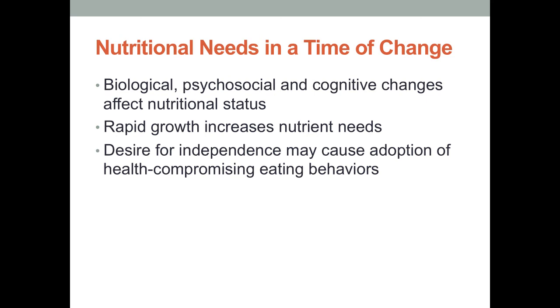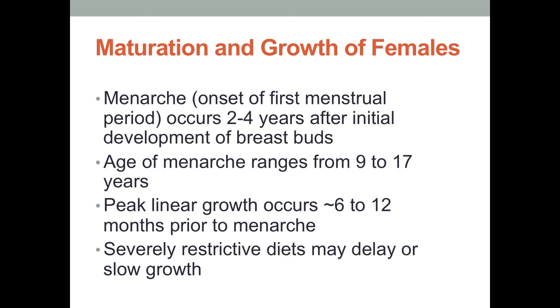So the toddler or preschooler may go on these eating jags or refuse to eat certain foods or insist on only eating certain foods because they're trying to get independence from the parent. And just in that same way, the adolescent who doesn't want to listen to mom and dad anymore and doesn't want to eat their fruits and veggies and wants to go out to eat all the time may adopt health-compromising eating behaviors.